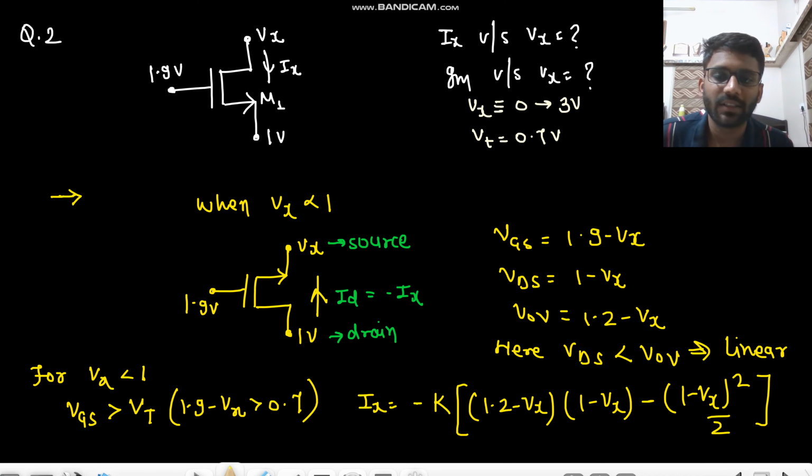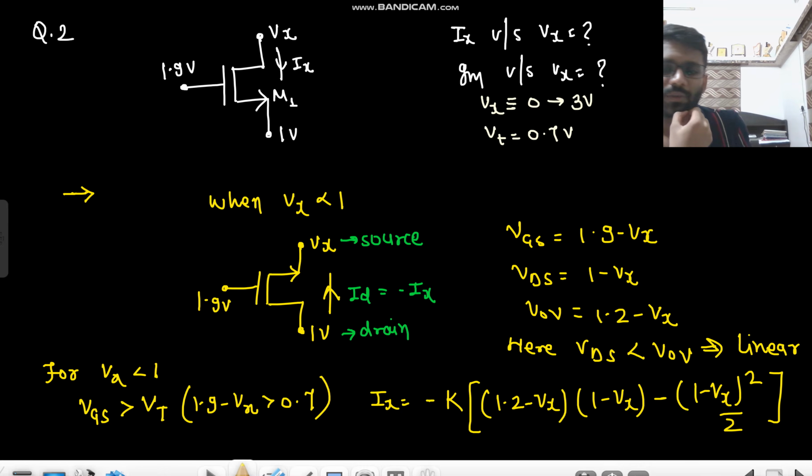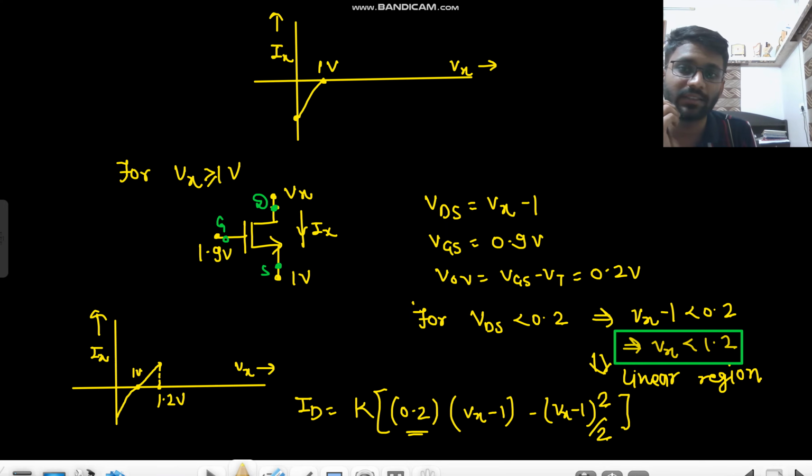Now VGS was 1.9 minus Vx, your VDS was 1 minus Vx, your V overdrive was VGS minus VT, so 1.2 minus Vx. So here your VDS is less than V overdrive, right? VDS is less than V overdrive, so it will always be in the linear region. So this is Ix, okay. What we had seen is that in this condition the MOSFET is in the linear region, and this is your current.